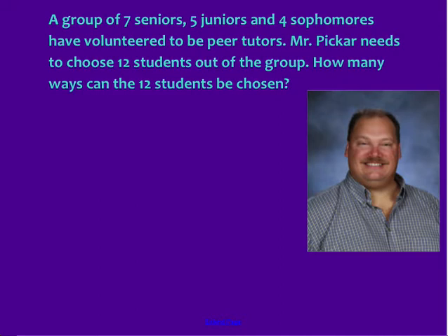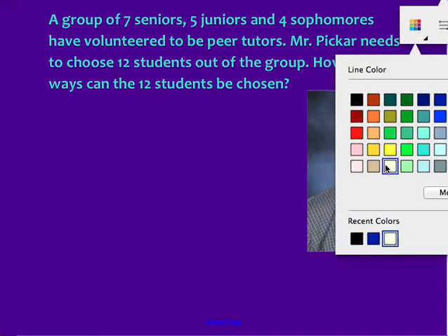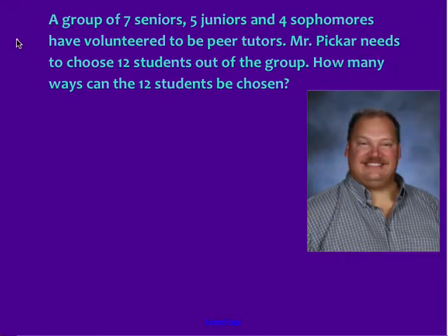Now let's take a look at a word problem. So there's a group of 7 seniors, 5 juniors, and 4 sophomores that volunteered to be peer tutors. Mr. Picard needs to choose 12 students out of those groups. How many ways can it be chosen? So if we're talking about just choosing a group of students to tutor, it actually doesn't matter the order in which we choose those students, just if the students are chosen or not.